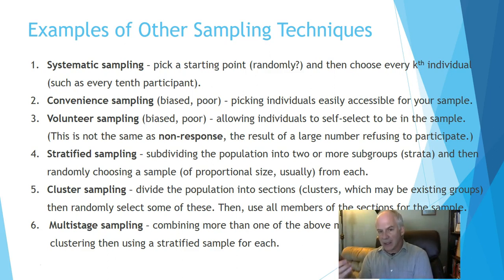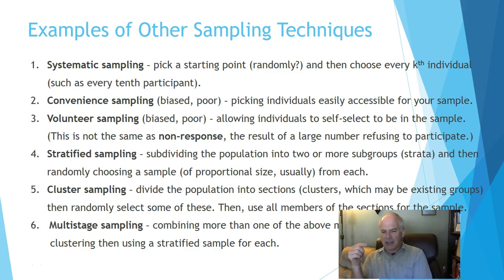Volunteer sampling. This is where you're allowing the individuals to self-select to be in the sample. So radios do this all the time. They say, okay, call in this number, call in and give us your opinion. And so they get 100 people to call in, and then they say, well, 35% said this and 62% said this. And that is not a good way to sample. It's called volunteer sampling, and it's going to be a poor sample.